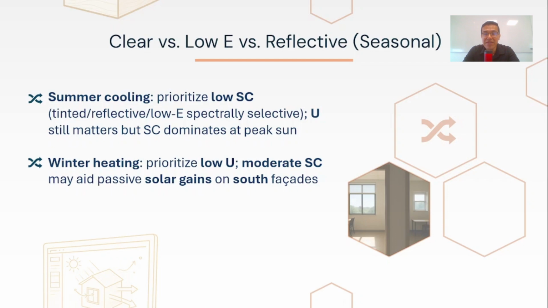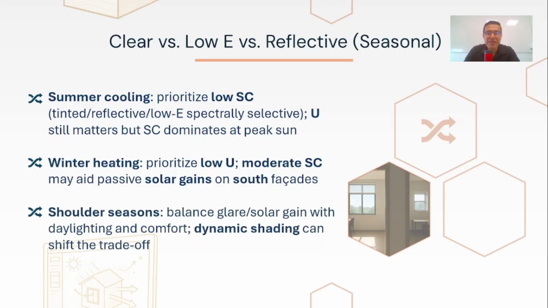A low U value will significantly reduce your heating penalty. However, for a south-facing window in a cold climate, you might still want a moderate SC to allow for some beneficial passive solar gain during the day, which can help offset your heating needs. That is south facing if you are in the northern hemisphere, but if you are in the southern hemisphere, a north facing window.